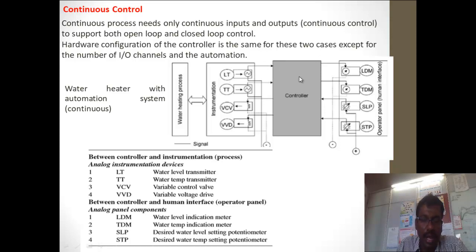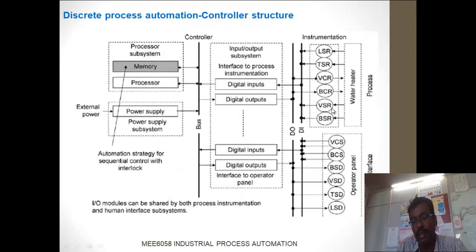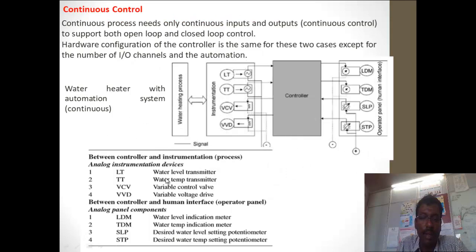Okay. So the hardware configuration is the same as a controller, but here we have a smaller number of pins. If you take the same process with discrete control, we have 6 pins, meaning 6 digital input modules taking care of the 6 signals. But here we have only 3 processes and only 3 pins to take care of, which means fewer channels are going to be occupied. Okay.